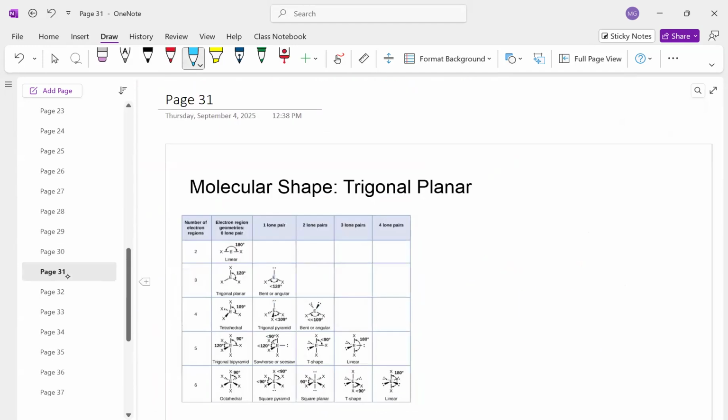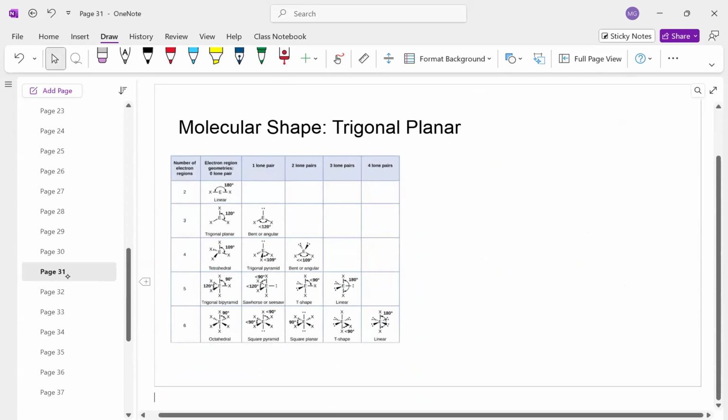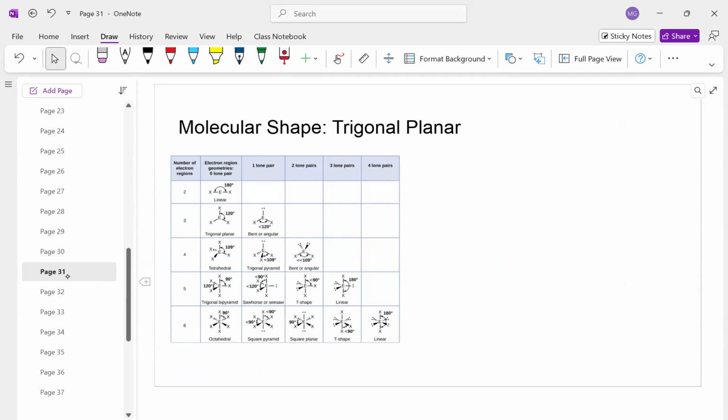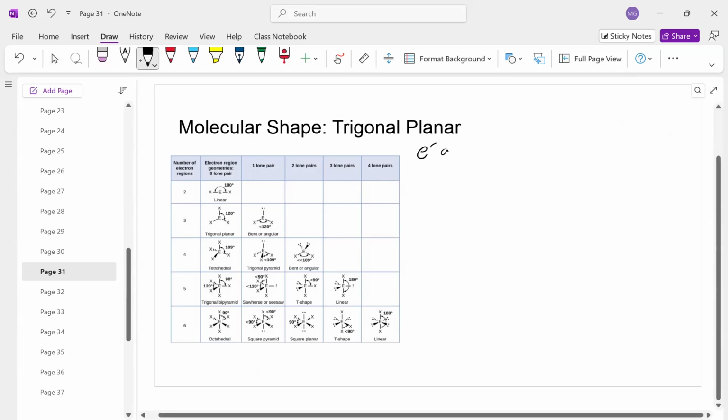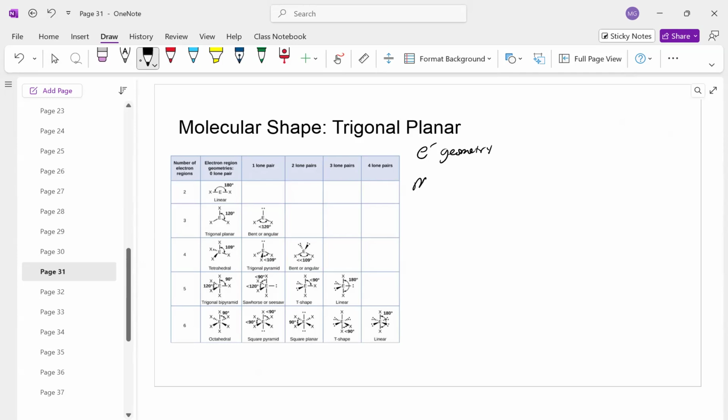Now the next in our series is trigonal planar. Now, at this point, you'll notice that in the table, there are two possibilities for this. And the reason for that is I have to distinguish between two categories of shapes called electron geometry and molecular geometry. Electron geometry is the shape that also is concerned with lone pairs. It includes the lone pairs in the factor of determining the shape.